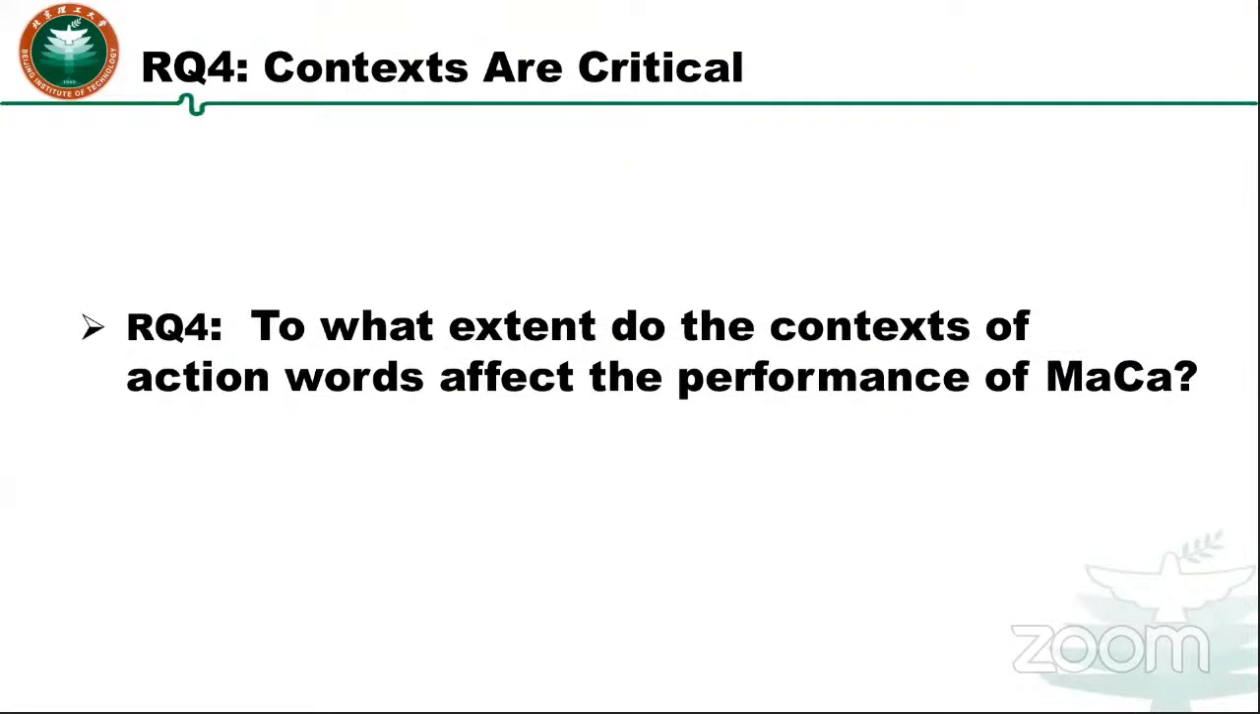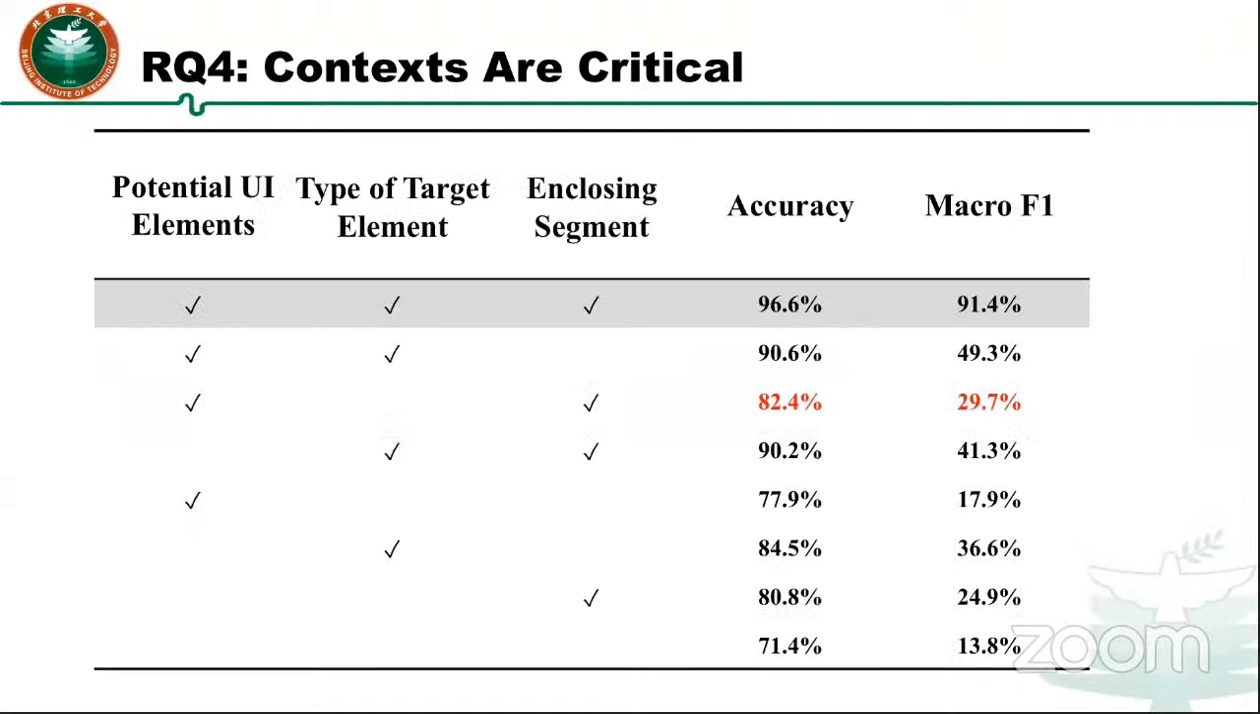The first research question: to what extent does the context of action words affect the performance of Maca? From this table, we observe that disabling any of the context resulted in significant reduction. If you delete multiple features, the effect will be reduced even more. In addition, the type of target element was critical for the performance.